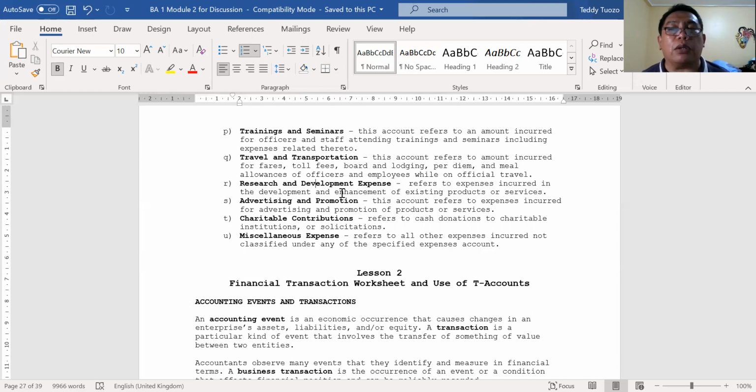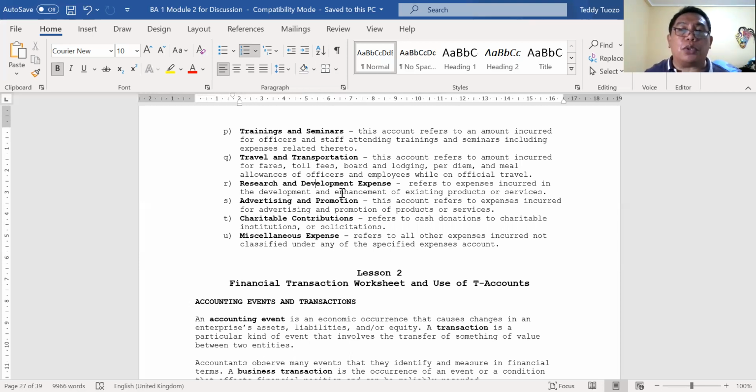Advertising and promotion is an account for expenses incurred when you advertise your product. Advertising and promotion is not limited to advertising on radio, television, or print. It can also be promotion, like free tastes, which is also an example of promotion or advertising. Or sponsorship: for example, sponsoring an event can also be classified as advertising and promotion.